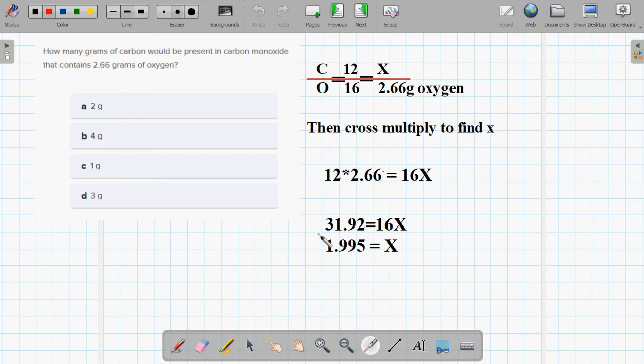So I can set these 2 proportions equal to each other and cross multiply. And so then I'm going to end up with 31.92 equals 16x. And that gives me 1.995, which is very easily going to round up to 2. Okay, so that's my answer there.